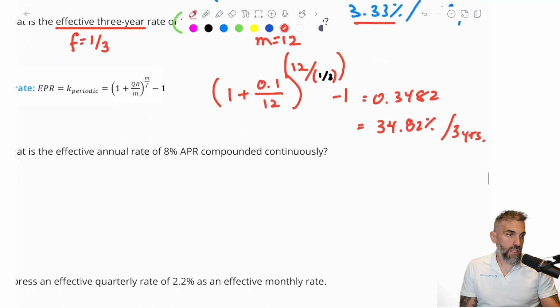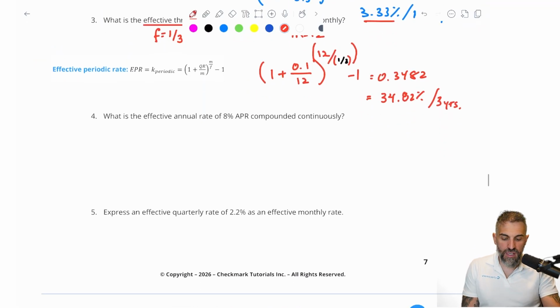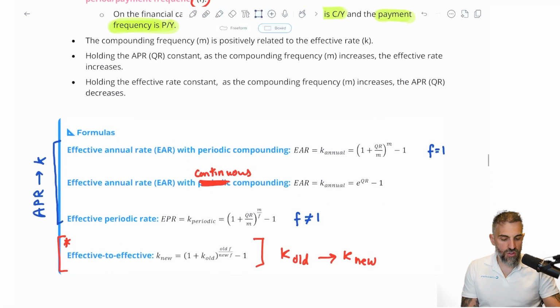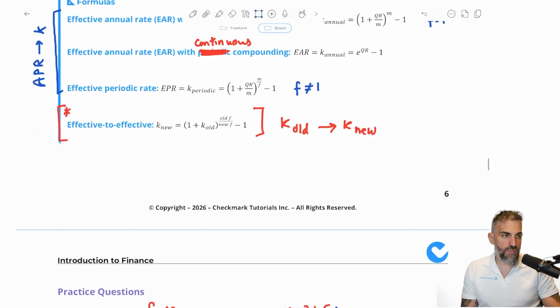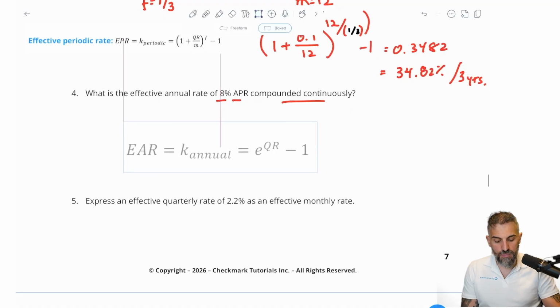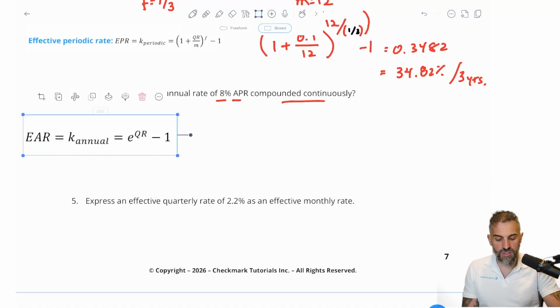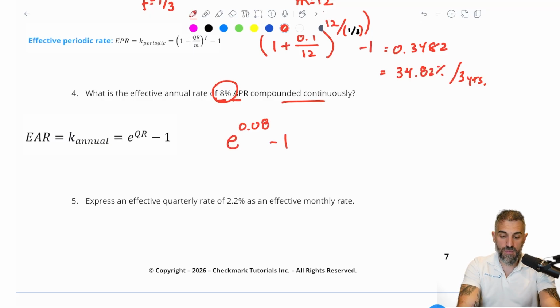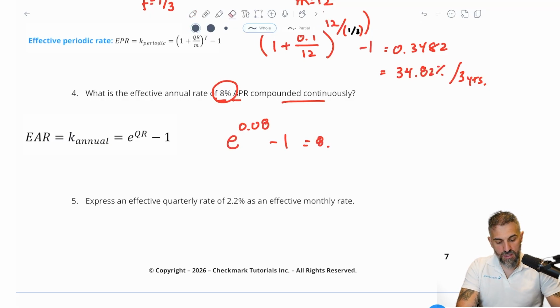Okay. Let's keep going. What is the effective annual rate of 8% interest, APR compounded continuously? Okay. So this is where we get into this formula. As soon as we say continuous compounding, then you know there's going to be an E somewhere in your work. So when you want to find the effective annual rate of continuously compounded interest, it's very simple. E to the power whatever the APR is, in this case 8%, minus 1. That's it. E to the power 0.08 minus 1. You get about 8.33% per year.